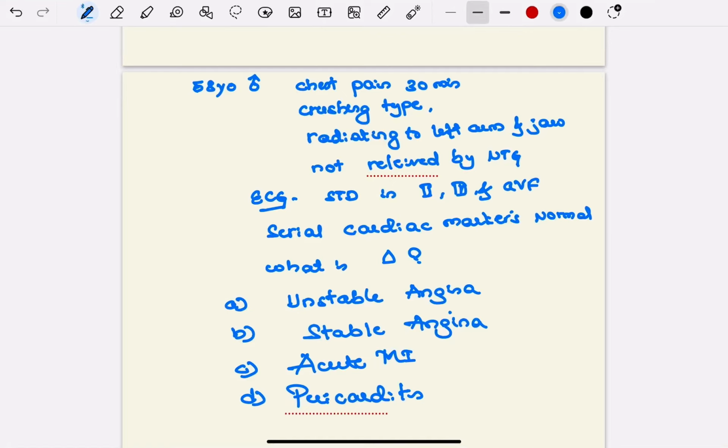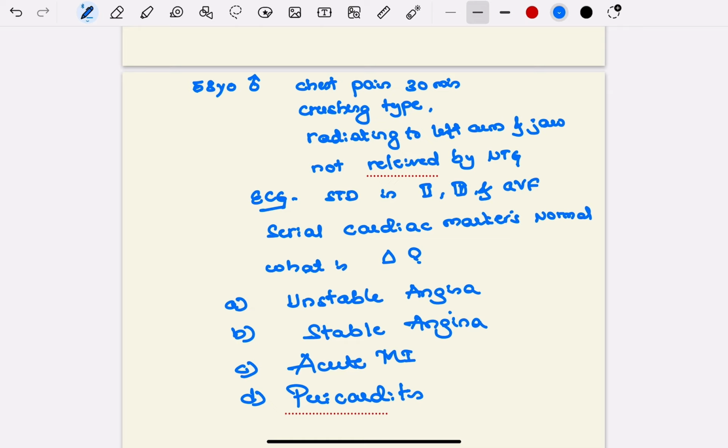Today I have come with a clinical question. Let's solve it together. So the question goes like this: a 58-year-old male complains of chest pain for 30 minutes. Crushing type, it radiates to the left arm and jaw, and is not relieved by nitroglycerin.